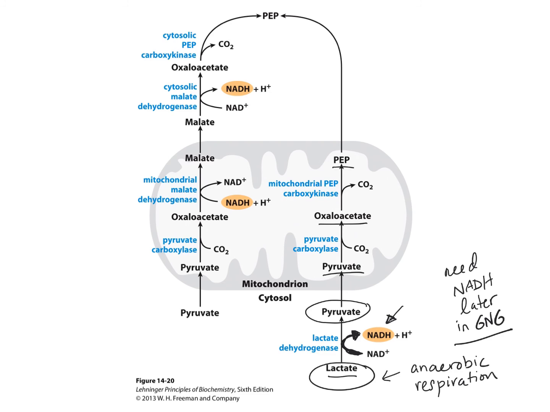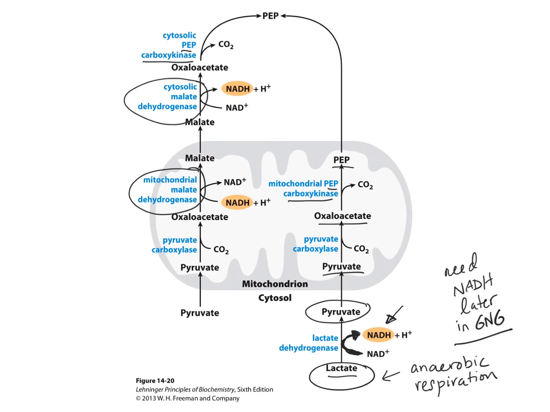So there's some interesting things to note. There's a mitochondrial malate dehydrogenase and a cytosolic malate dehydrogenase. So that reaction happens in both the inside and outside of the mitochondria. You also have a PEP carboxykinase that's in the mitochondria. And that same reaction happens in the cytosol with this PEP carboxykinase.